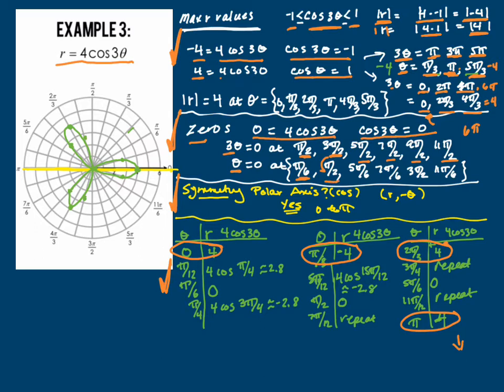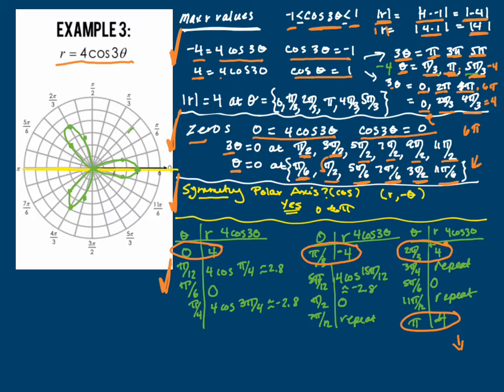5 pi over 2 becomes 5 pi over 6. 7 pi over 2 becomes 7 pi over 6. 9 pi over 2 simplifies to 3 pi over 2. And 11 pi over 2 simplifies to 11 pi over 6. So I also know that at all these points right here, I have 0.